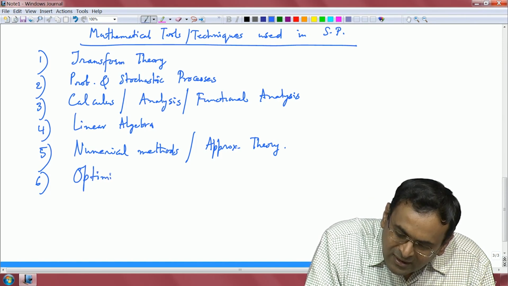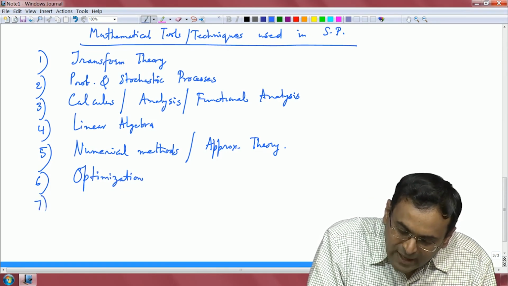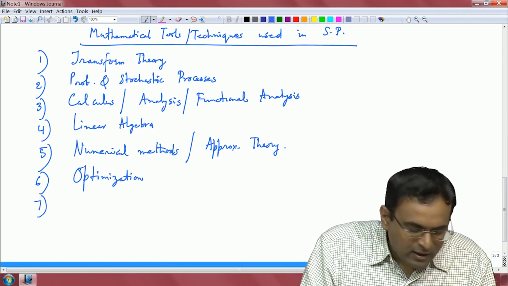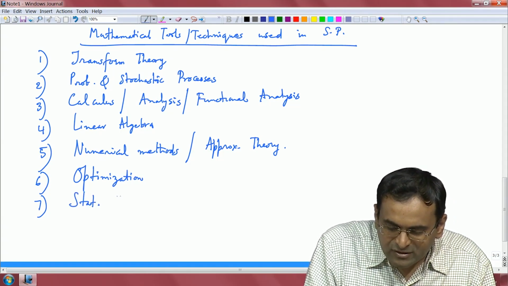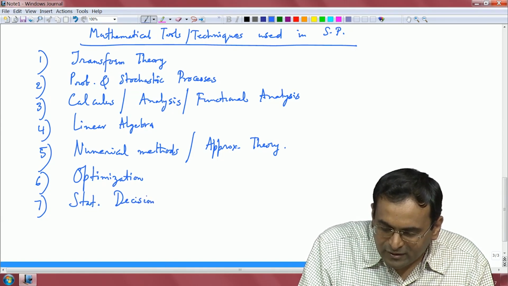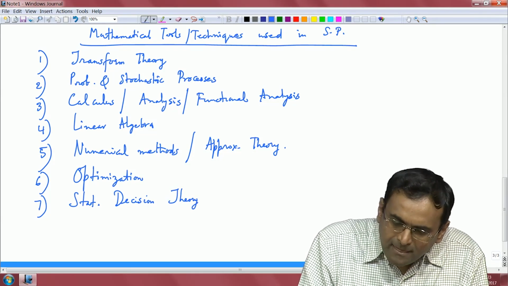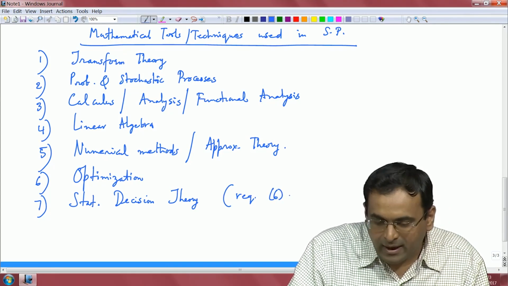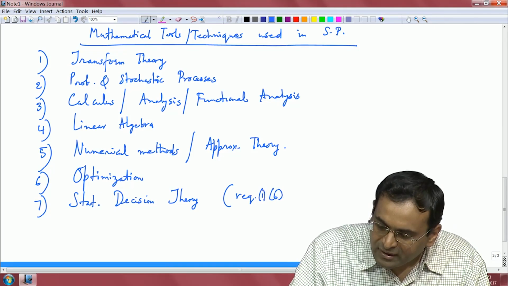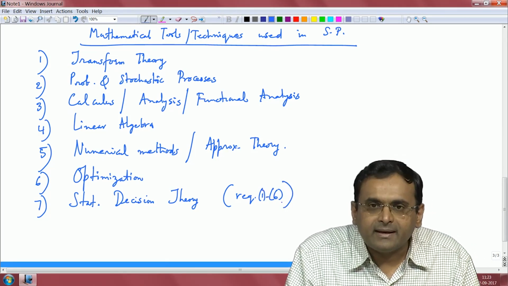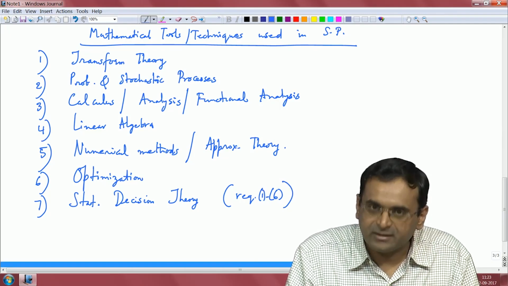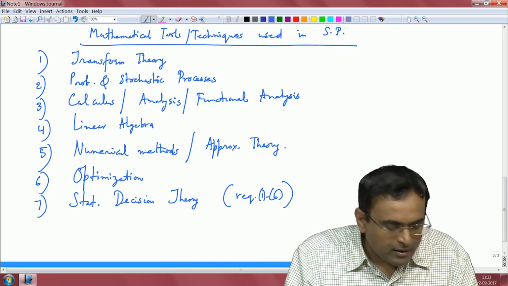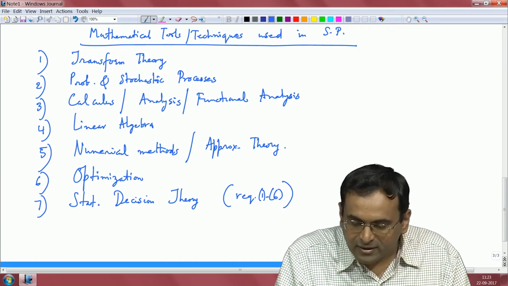Optimization is another branch which is heavily required in signal processing. And last, I would mention about statistical decision theory. Of course, this will possibly require optimization and all these from 1 through 6, but it is still an area in itself, though it is a derived sub area from 1 through 6, right, and we want to often make decisions from uncertainty.